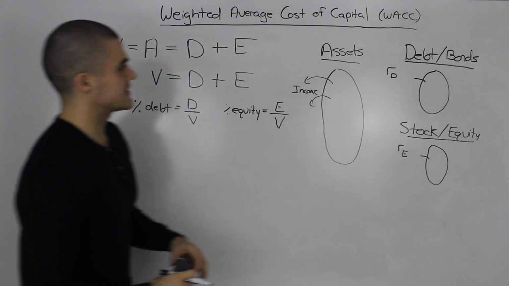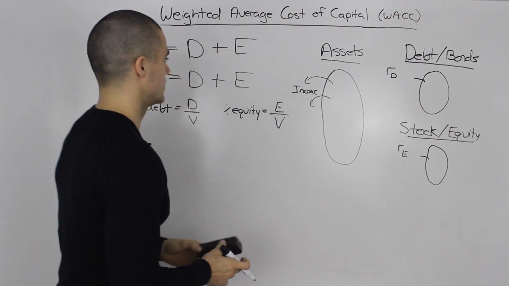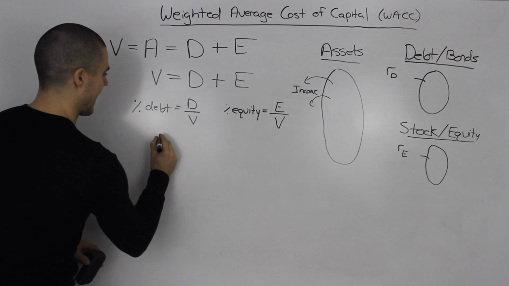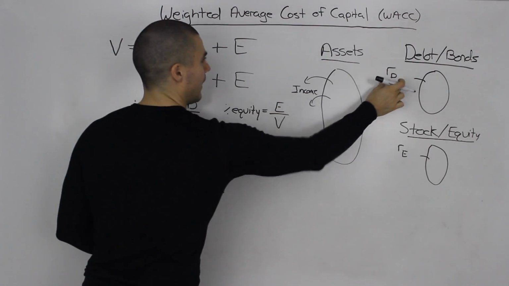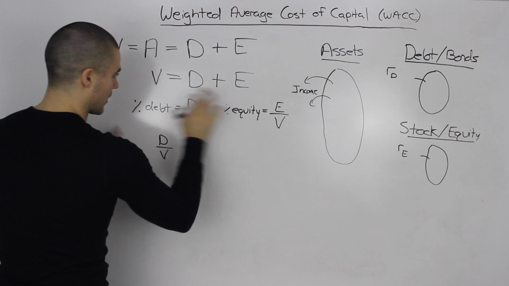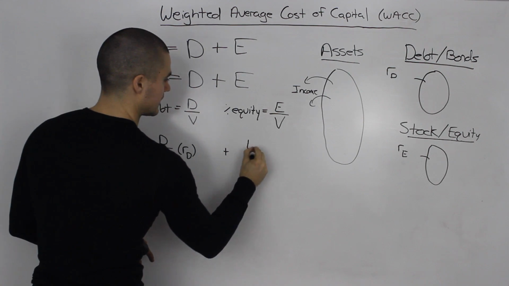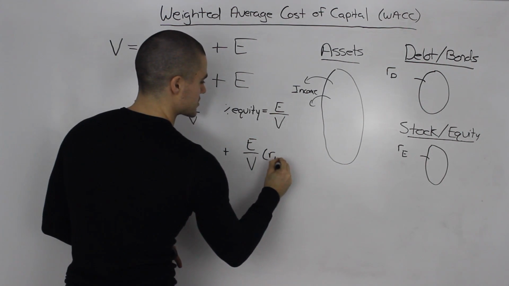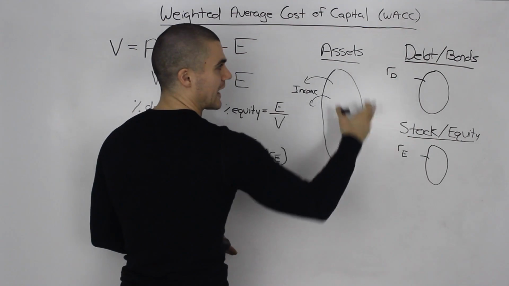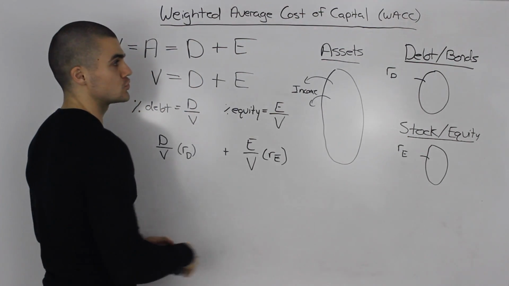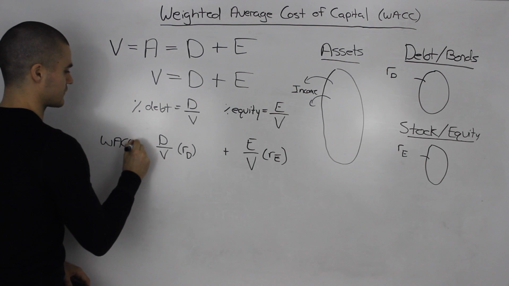And remember what our goal is. Our goal is to get a weighted average of how much capital is costing us. So if we have a percentage of debt as D over V, well, we could just average out these rates by a weighted average. So we can do D over V times RD plus E over V, which is the percentage of equity, times RE. And that will give us, on average, a weighted average of how much money we have to pay to our debt holders and our equity holders. So this here is your weighted average cost of capital formula.